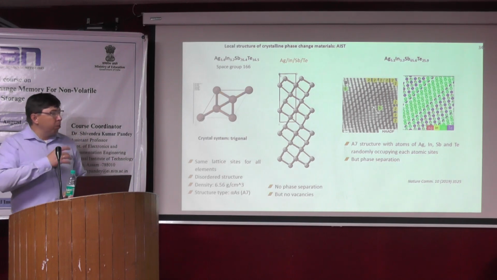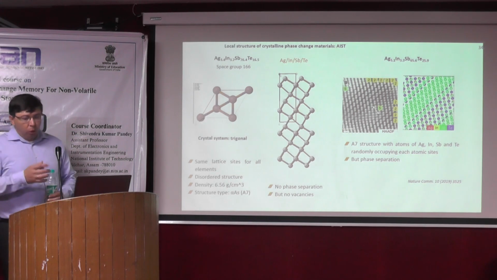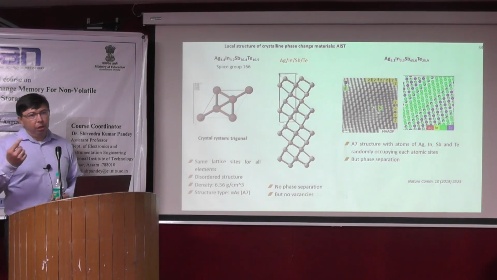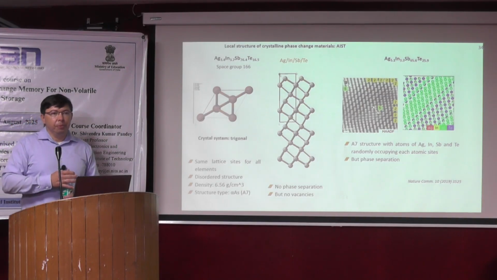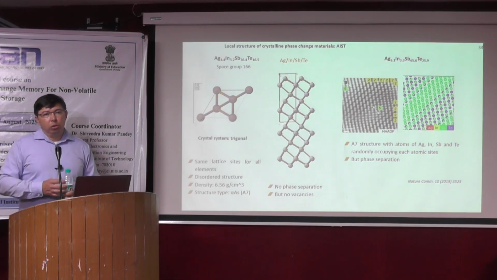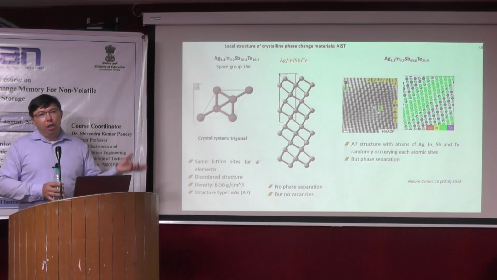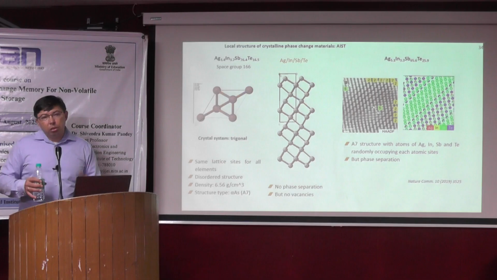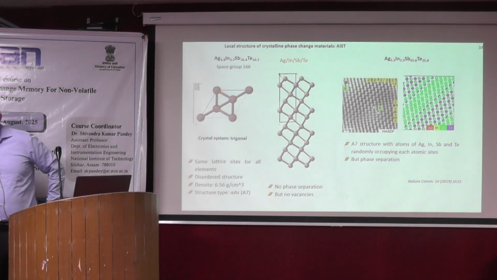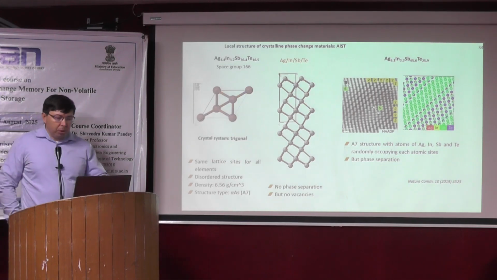For example, in the system of germanium selenide or antimony selenide, you have also precipitation of antimony. It's an unstable system. It decomposes into two domains, like germanium selenide or antimony selenide, and antimony. It's material properties.